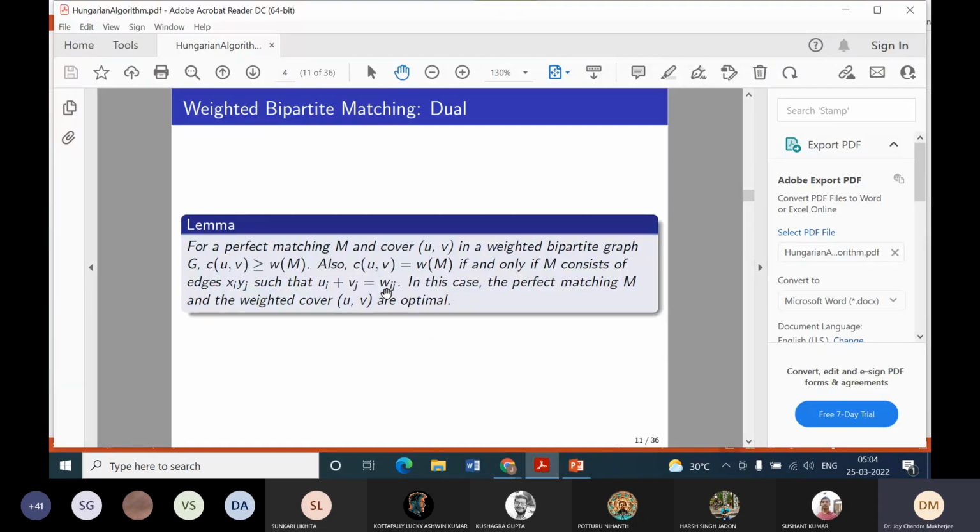Okay, at optimal it is C(U,V) equal to W(M) if and only if the edges in the matching are such that ui plus vj must be equal to wij, and in such case the perfect matching M and the weighted cover UV are optimal. Okay. इसका प्रूफ है, बहुत छोटा प्रूफ है, मैं वो प्रूफ यहाँ पे डाला नहीं हूँ. Maybe I will put it later and I will send you the slide. But ये प्रूफ बहुत छोटा है and it's very obvious.